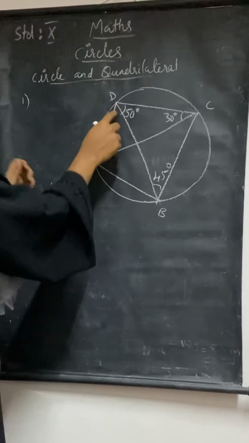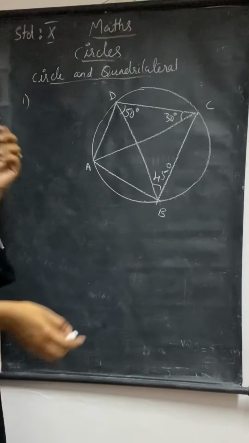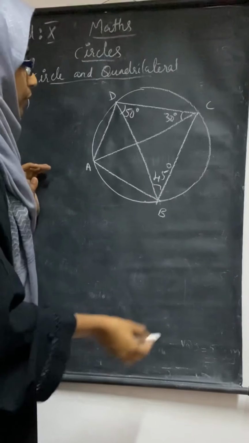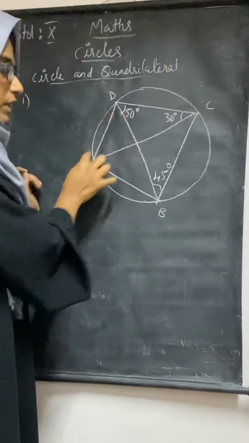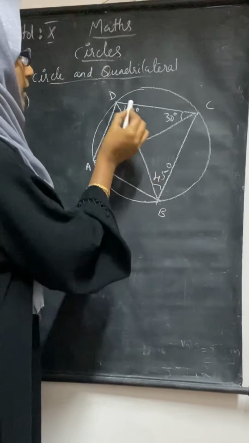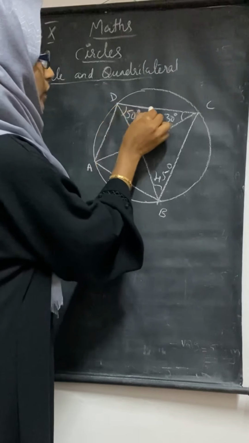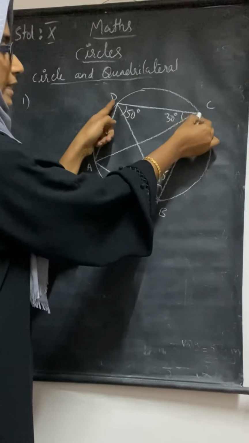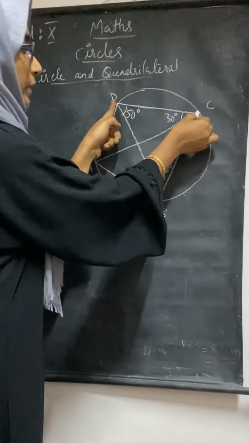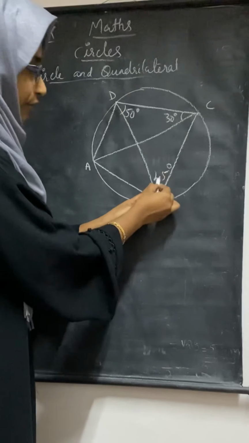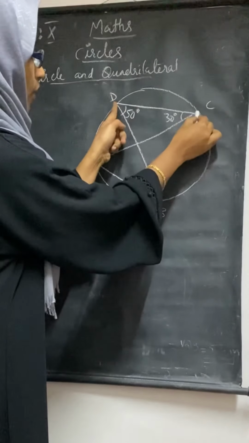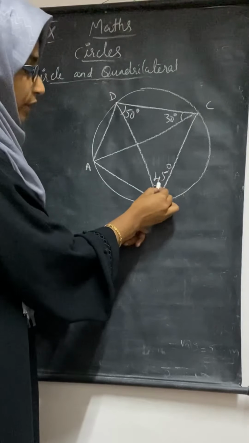So you have to find out all these missing angles. Now, what we can do is just take any chord here. Any chord means any one side I can take. For example, if I take DC as one chord, just concentrate here. From the chord DC, one angle is moving here, that is 45 degree.